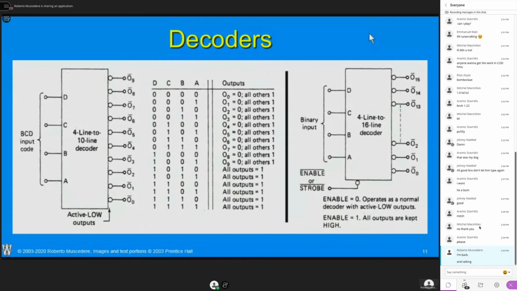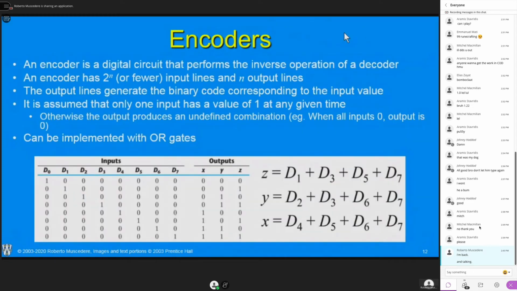Next, we have encoders. Now, I have to say encoders are a device not often used in most circuit design itself because it's very difficult to get the inputs to align correctly. So essentially an encoder is an absolute opposite of a decoder. You give it the same outputs a decoder would have and it would give you the same inputs that you would have given the decoder.